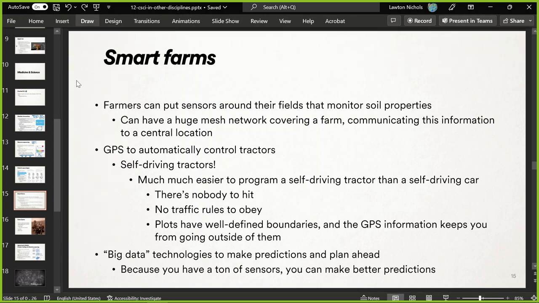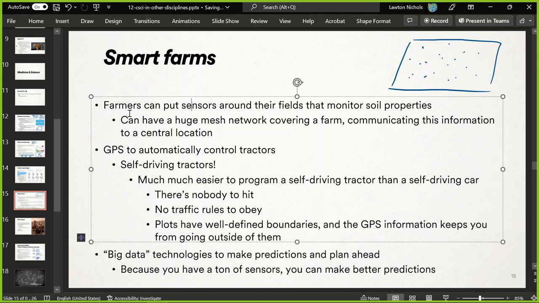So we have a lot of agriculture around here, of course. A farmer can use computer science technology to have a better running farm, right? A farmer can put sensors around their fields to monitor the properties of their soils, like here's their field. You can put a sensor in a bunch of different places, make sure everything is getting watered enough, the ground is wet but not too wet, all that kind of stuff. Measure the saltiness of the earth, all that kind of stuff.